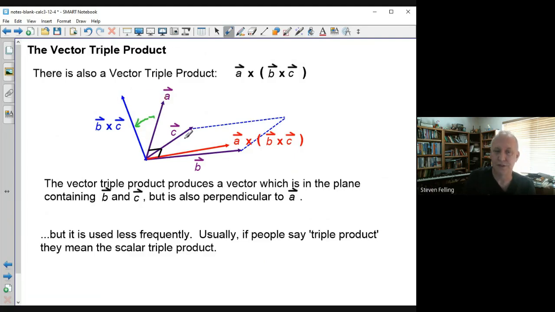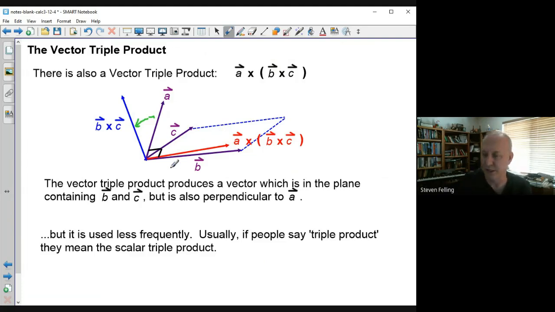And what will be true is that this red vector will be in the plane of B cross C, but it'll also be oriented in a way where it is also perpendicular to A, right? So it's kind of like if you need to have a vector in the BC plane that happens to be perpendicular to the A one, then you can take the cross product of the plane you want it to end up in, and then cross that with the A vector to get this other vector over here, right? Very, very unusual situation here, okay?